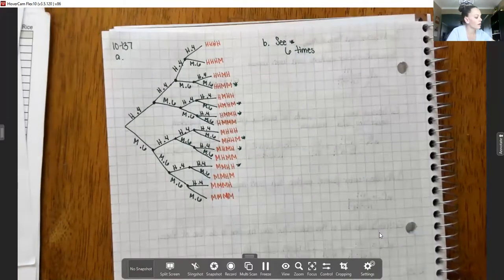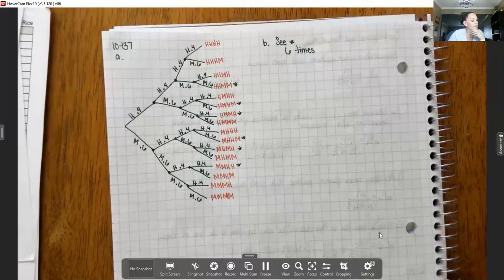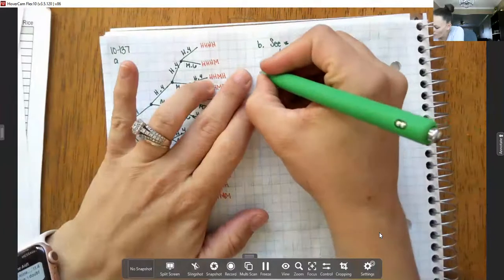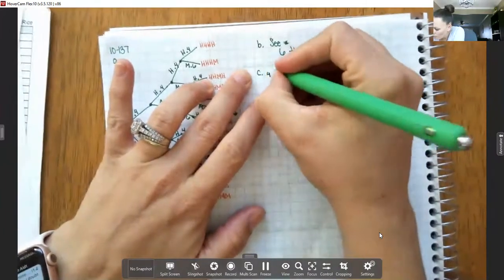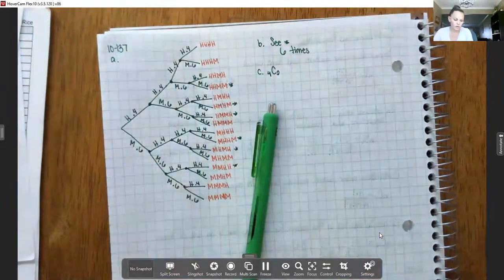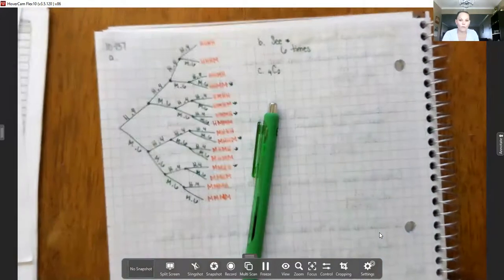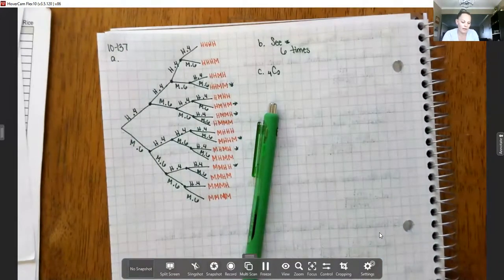And then part C says the number of ways that Carrie can get exactly 2 hits can be represented by 4 choose 2. So 4C2. And that's what the book says. I didn't make that up.